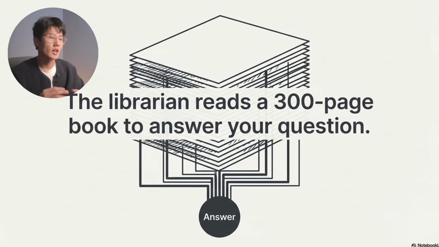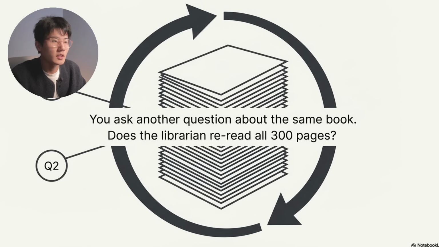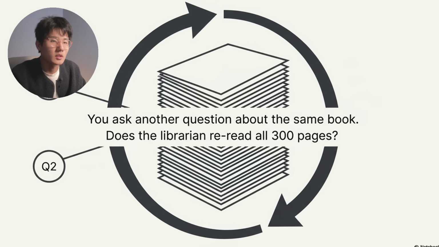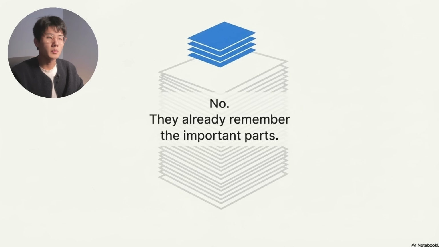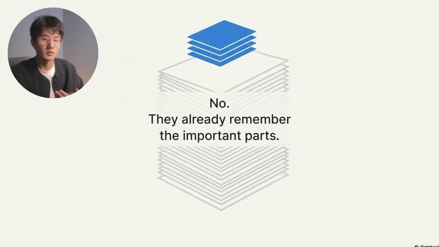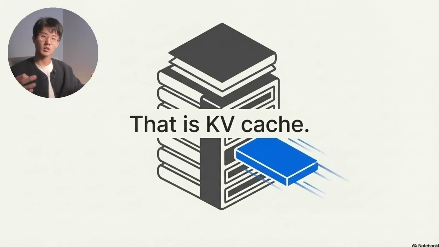The second one is KV, Key Value Cache. Imagine the librarian reads a 300-page book to answer your first question. Then you ask again, a question about the same book. Does the librarian read all 300 pages? No, they memorize the important parts from the first read. So the second question is just way faster and cheaper. That is what we call KV cache.